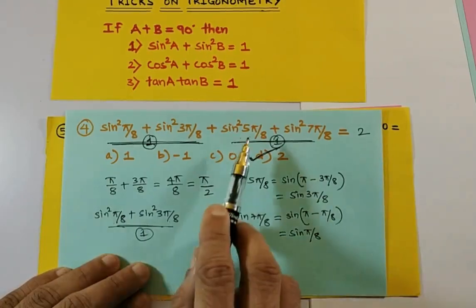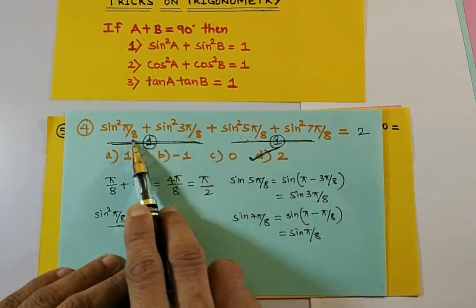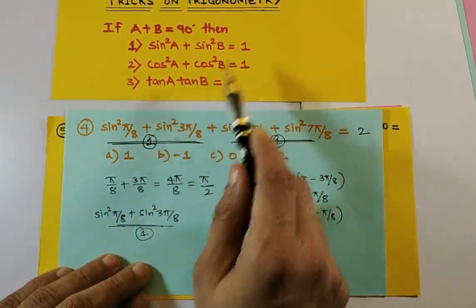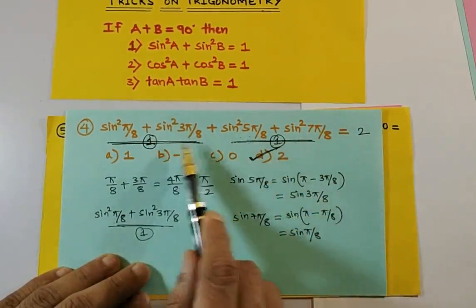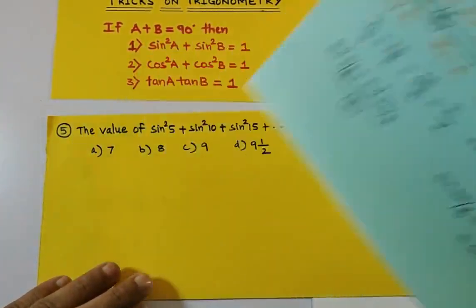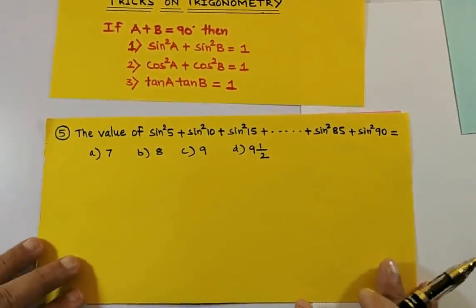Clear, students? So these two angles I have converted to these two. If you add these two, it will be 90. So sin square A plus sin square B is 1. So this is 1, this is 1. 1 plus 1 you will have 2. So going for the next problem.